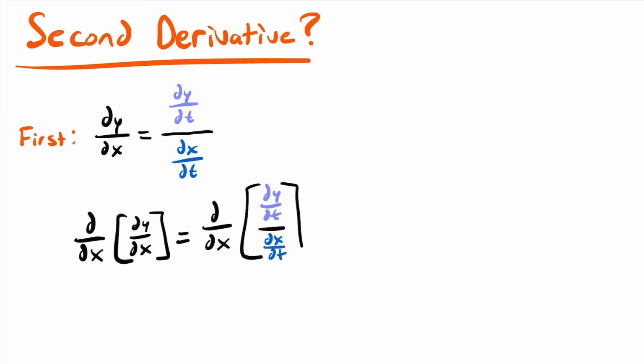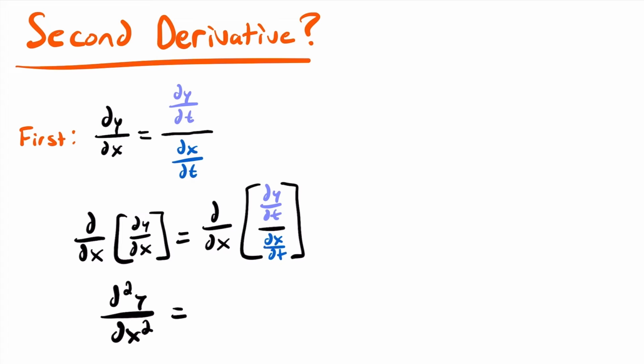Now the reason we take the derivative with respect to x is so that this first derivative, dy/dx, can become the second derivative, which has this notation. We have d squared y divided by dx squared. Hopefully you remember this notation from way back earlier in calculus when we first looked at higher order derivatives. This represents the second derivative, and this is going to be equal to the derivative with respect to x of dy/dt divided by dx/dt.